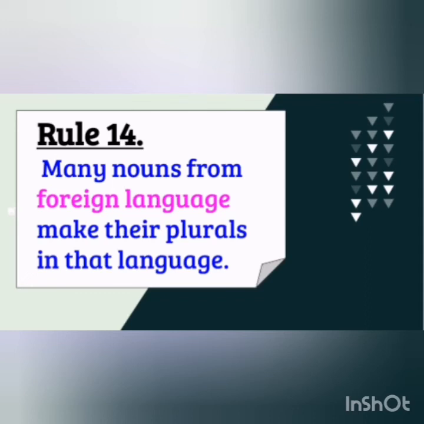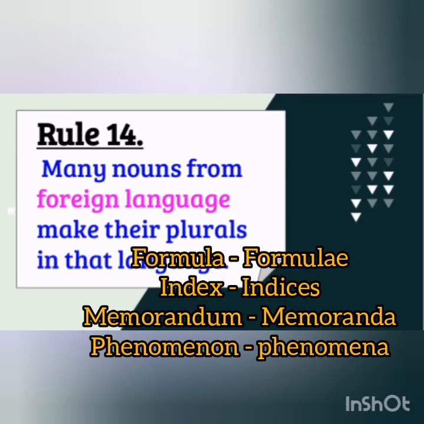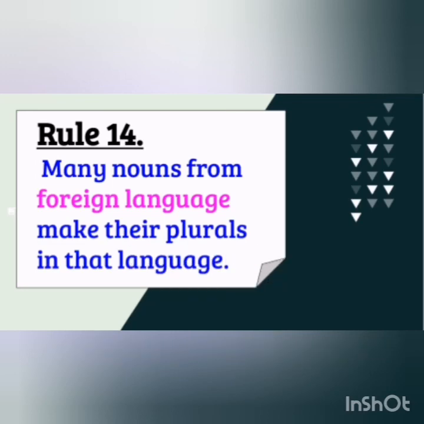The second last rule says that many nouns from foreign languages make their plurals in that language itself. The words that come from a foreign language, like for example formula. When we are making it a plural, we add e, like formulae. Index, indices. So there are different manners and they form in that language itself. Phenomenon, phenomena. These are the exceptions which do not follow the other categories.